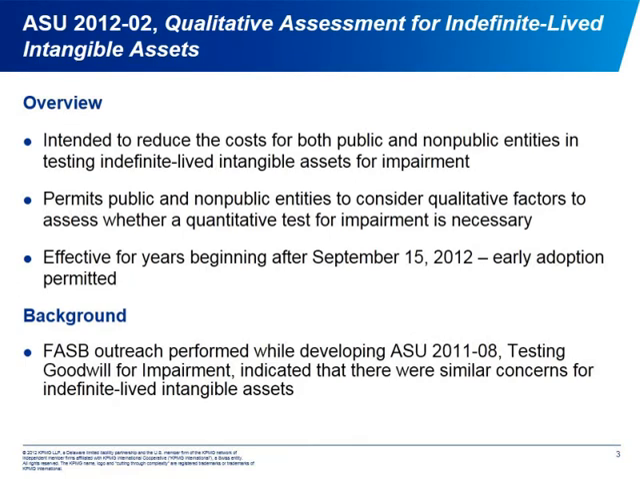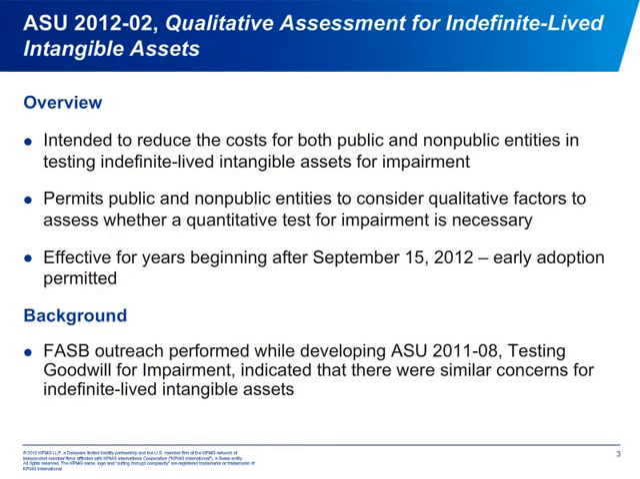The qualitative assessment option for indefinite-lived intangible assets is a follow-up to ASU 2011-08 on testing goodwill for impairment. In the development of that ASU, many commentators suggested that a qualitative assessment would also be appropriate for indefinite-lived intangible assets due to the similarities in the factors affecting their fair value from period to period. The result was the issuance of ASU 2012-02 on July 27, 2012, permitting entities to make a qualitative assessment when evaluating indefinite-lived intangible assets for impairment.